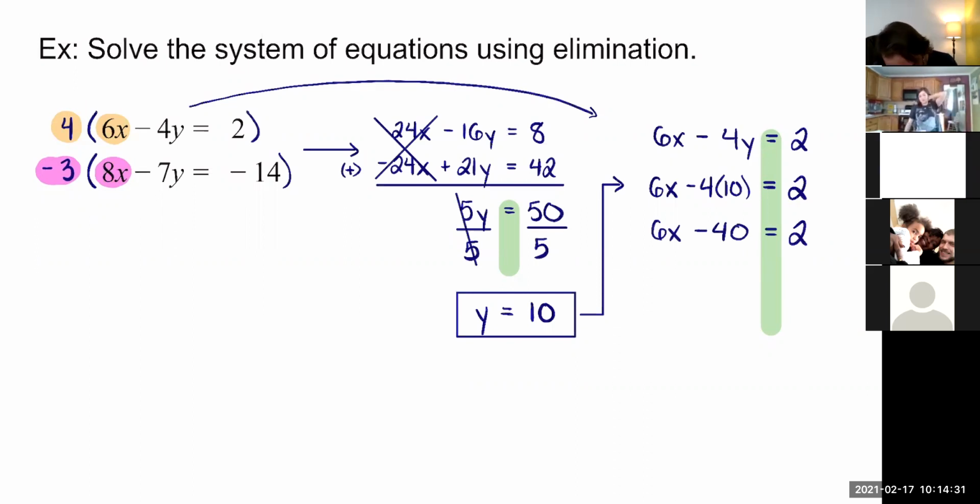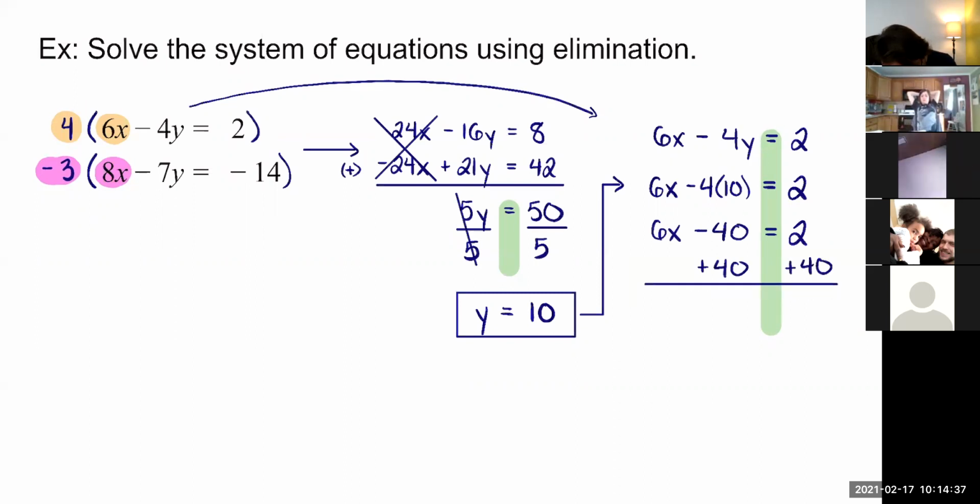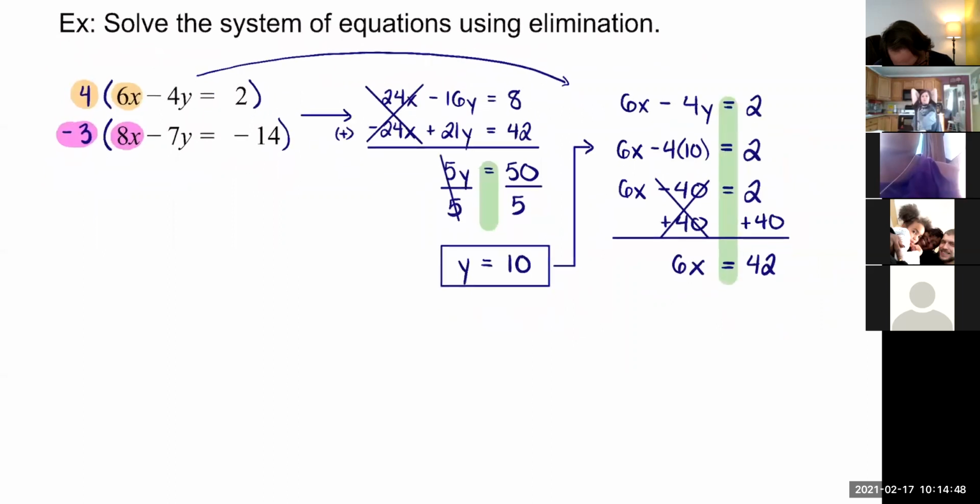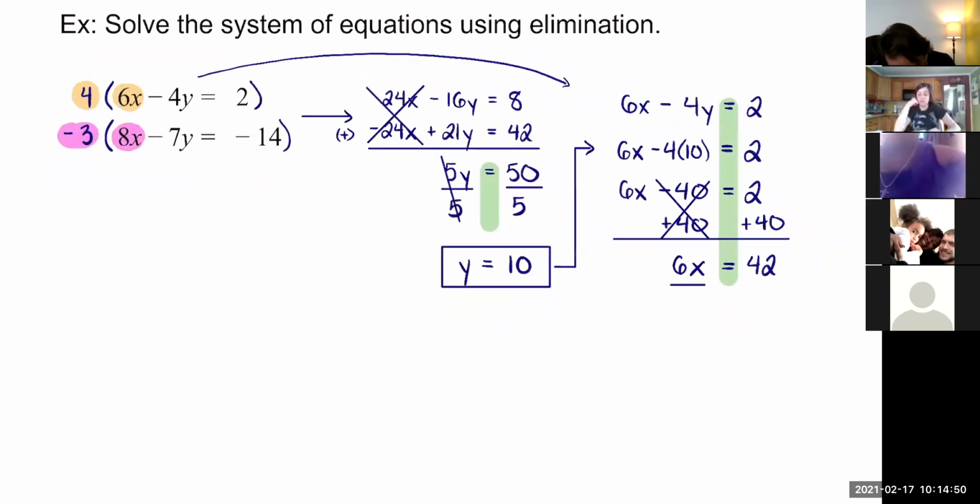Two-step equation now. I'm going to add 40 to both sides. Gets rid of it on the left, leaving me with 6x. On the right, 2 plus 40 should give me a 42. And then last but not least, still trying to get that x by itself, I'm going to divide both sides by 6. I should end up with x equaling 7.